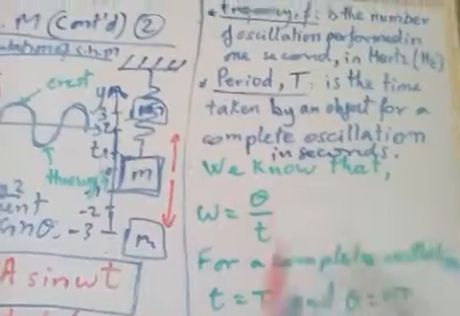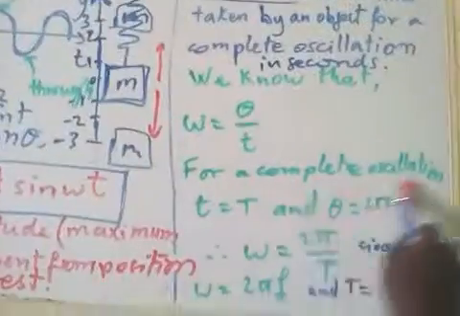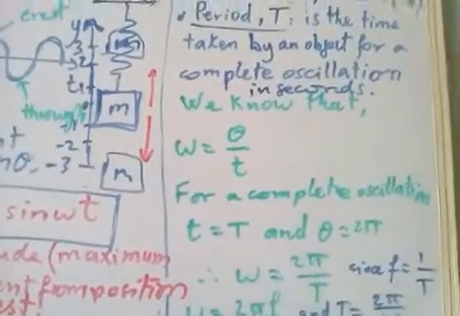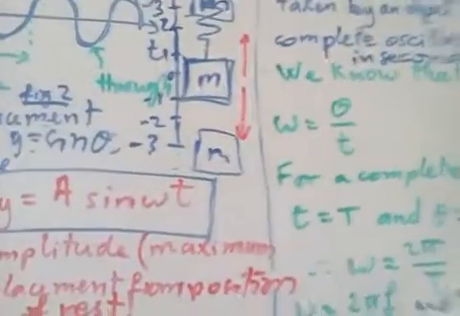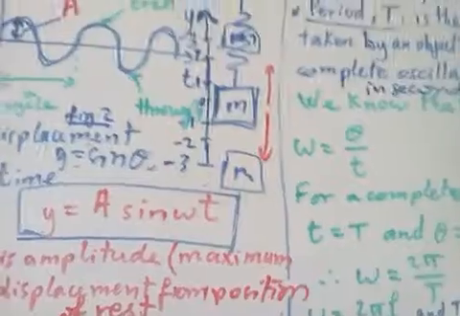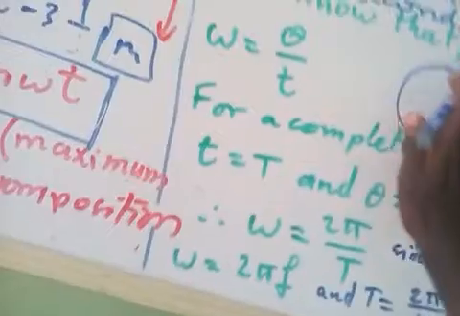Okay, so now from these terms and the representation of simple harmonic motion, which is the displacement time graph, we can go on and get some formulas. Okay, we know that the angular velocity is theta over t. So for a complete oscillation, we already said that the time taken is what we call the period, capital letter T. So we can change small letter t by capital letter T here for a complete oscillation. Then a complete oscillation is equal to 2 pi radians, in the sense that a complete oscillation is like a circle.